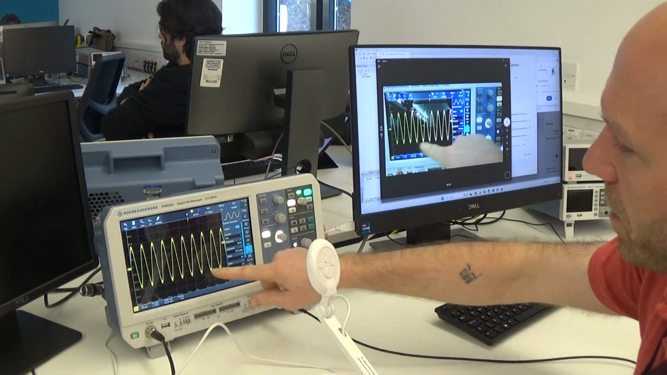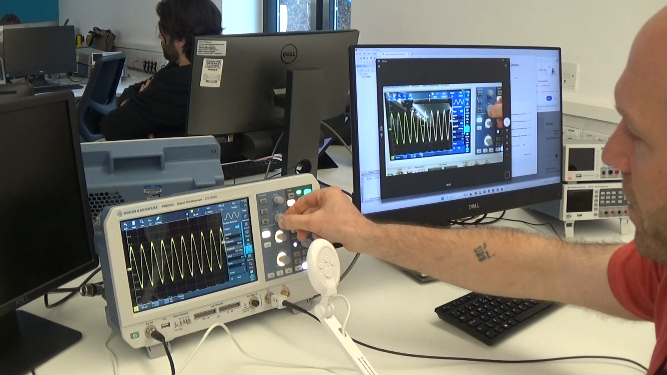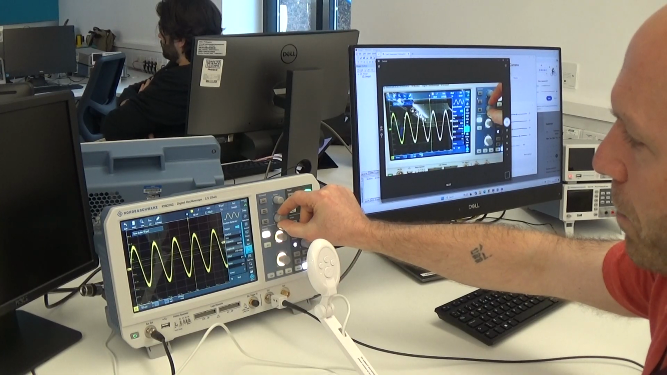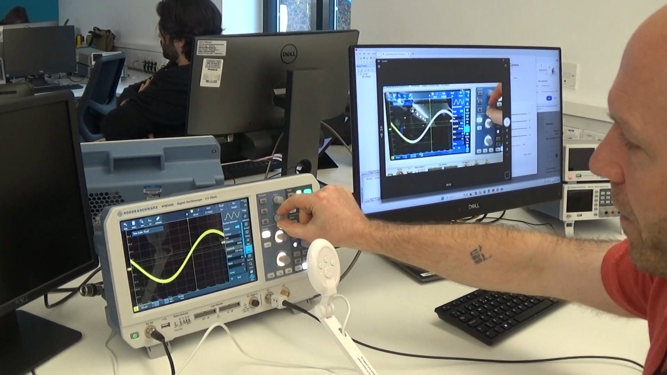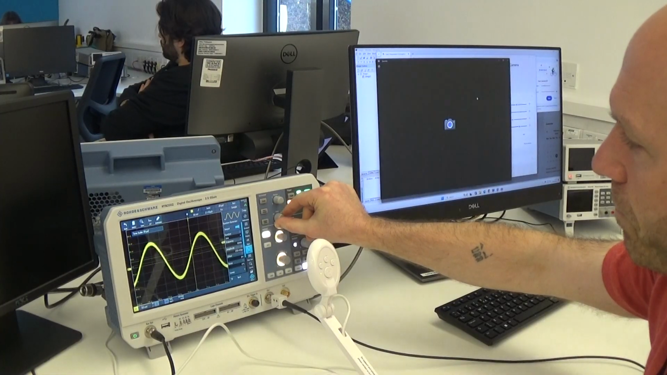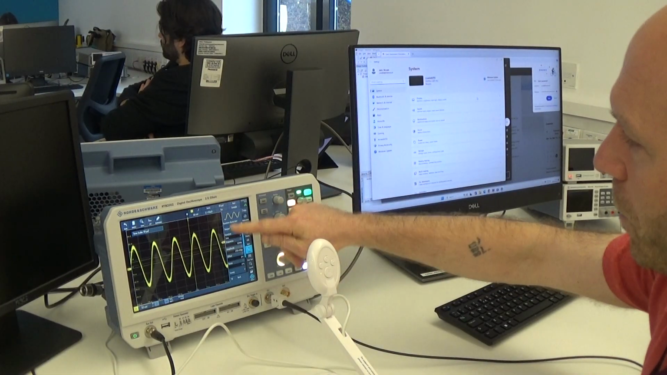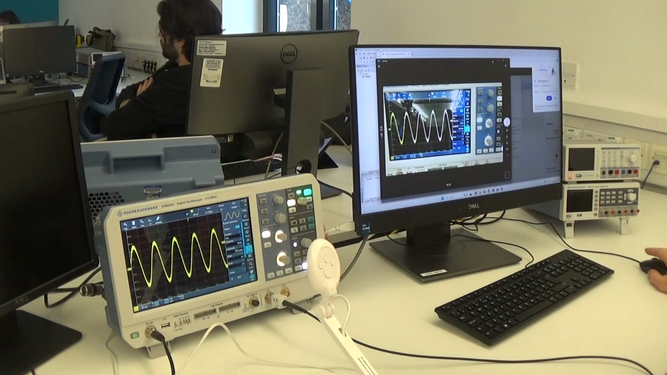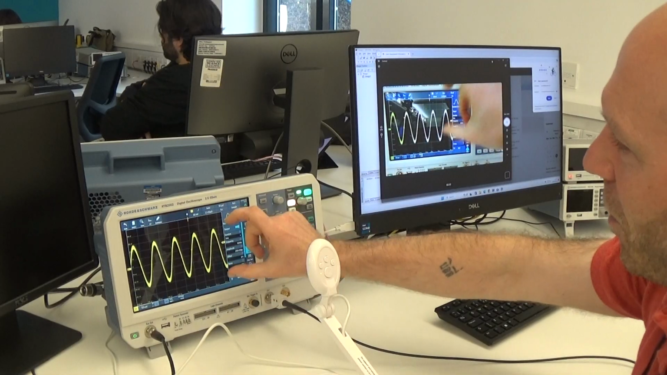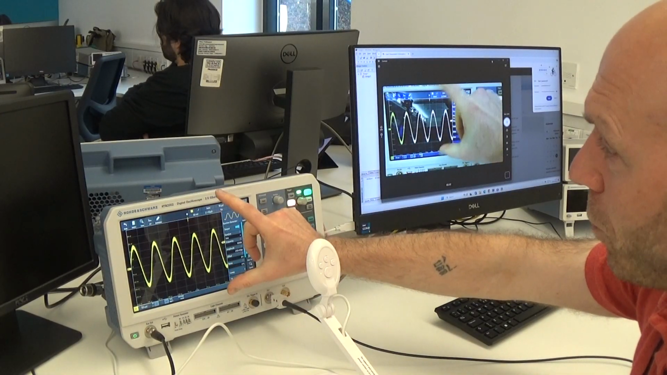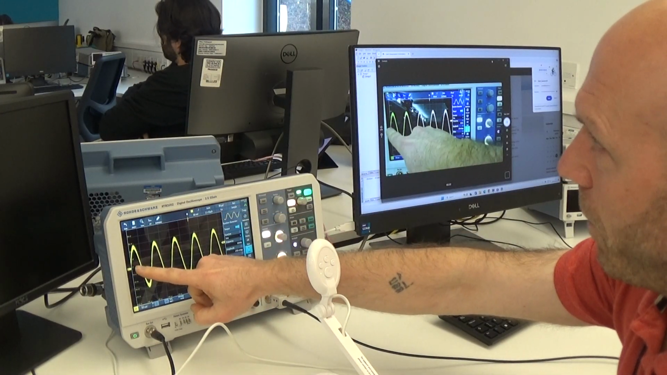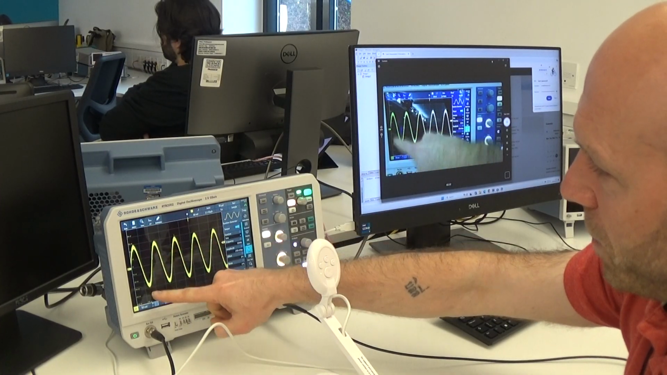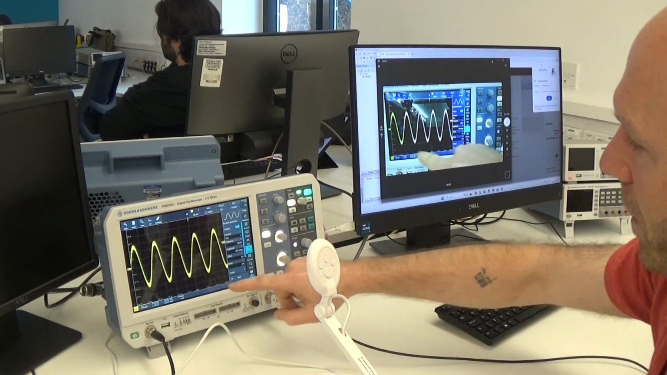On the horizontal axis, we have our time that we can adjust with our time scale. So if I expand it out, we're seeing the wave in more detail. And on the vertical scale, we have our amplitude, so our voltage. So we're looking at our volts. We can see 0 volts is here in the middle, and then we're going up to 150 millivolts here, down to minus 150 millivolts here.